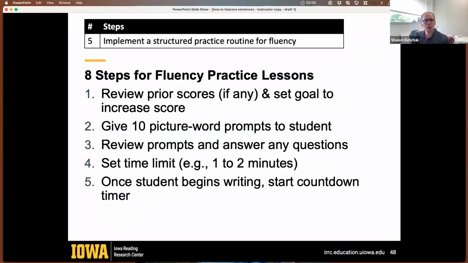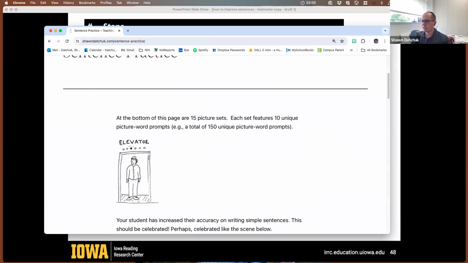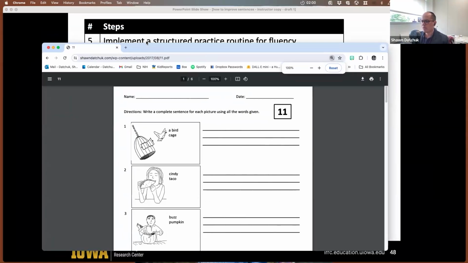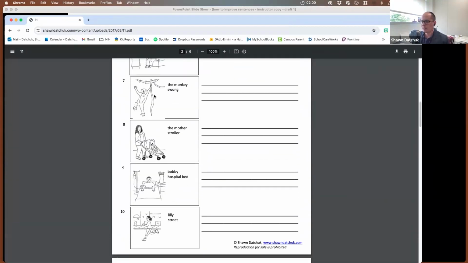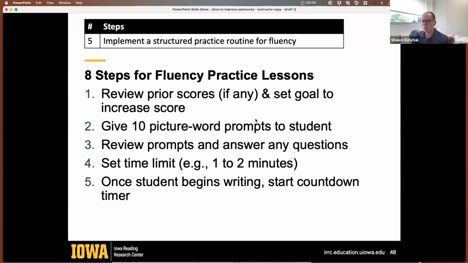So you could go onto my website. And here would be the sentence practice. And then let's pick out set 11. So here's 10 picture word prompts, 1 through 5 and 6 through 10. And then we say, okay, yesterday you had a score of 15.